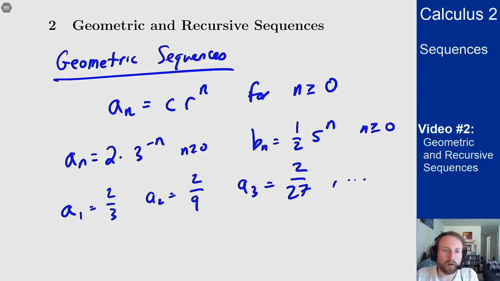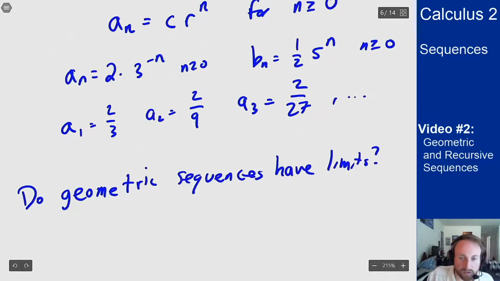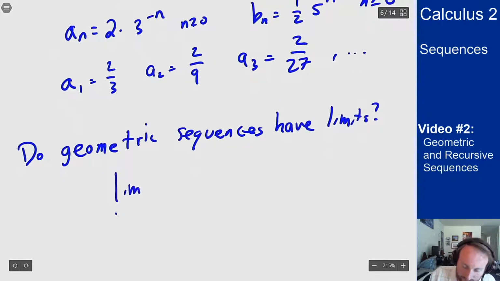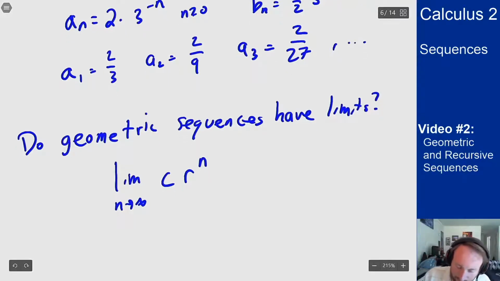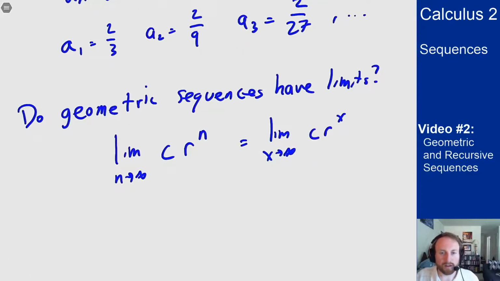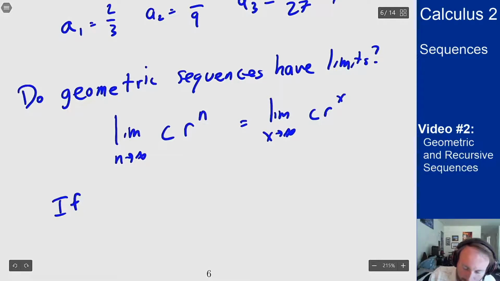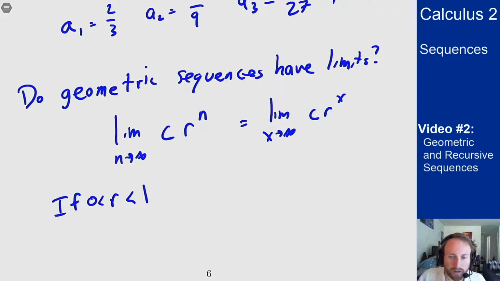Now I want to look at, do these sequences have limits, and if so, what are they? So to do this, we have to look at the limit as n goes to infinity of c times r to the n. And we can think about this in terms of the function version as well, because this should behave like the limit as x goes to infinity of c times r to the x. Now, what happens to r to the x as x goes to infinity? Well, this depends on the value of r. If r is less than 1 and bigger than 0, then it's something like 1/2 to the x power, and that's going to go to 0 as x goes to infinity.